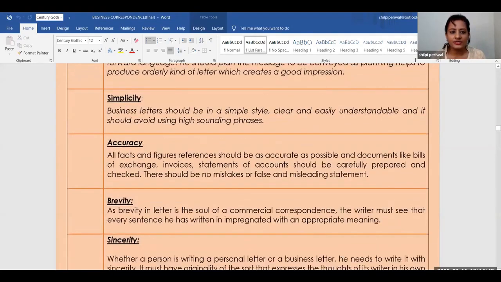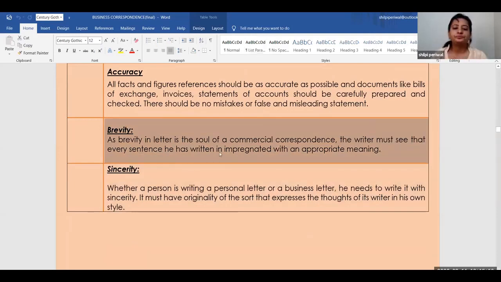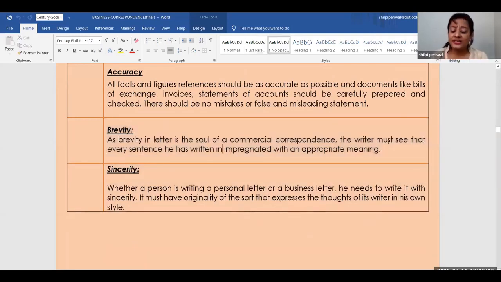Mark brevity important. Brevity in letter is the soul of a commercial correspondence. The writer must see that every sentence he has written is impregnated with appropriate meaning. Basically, brevity is whatever word you are using in the business letter should make sense, should have a meaning, should have a reason why it is there.